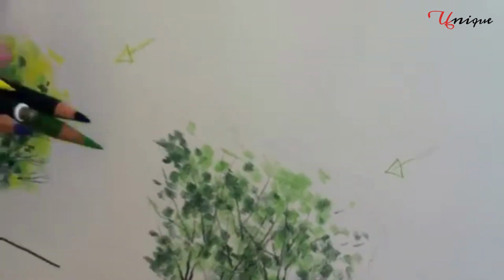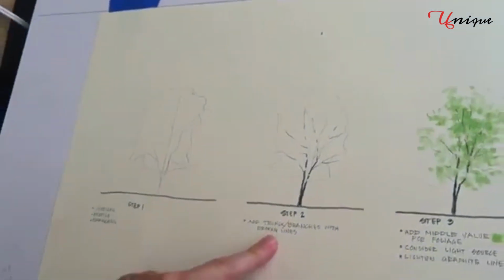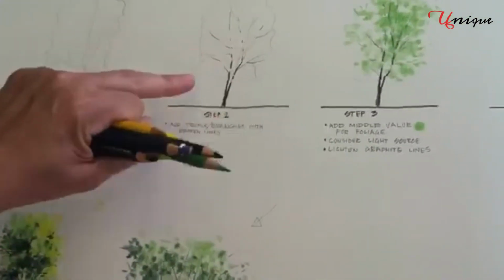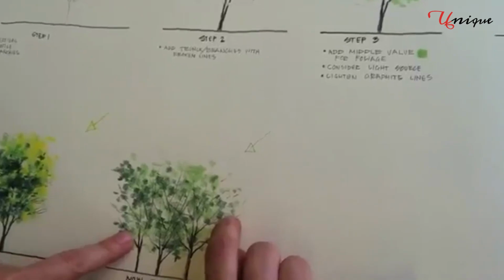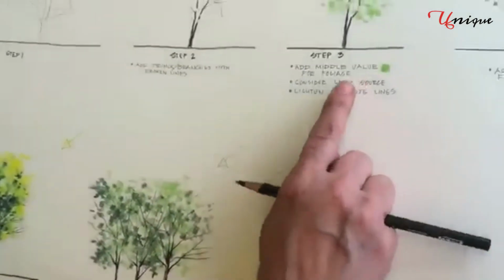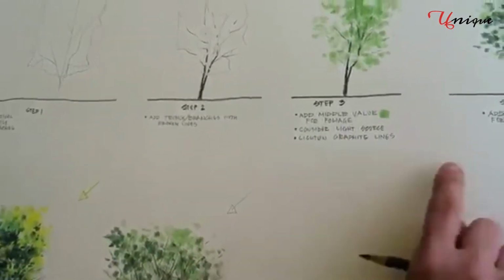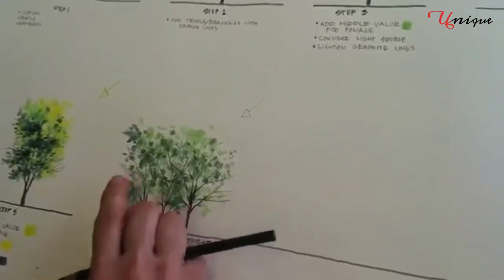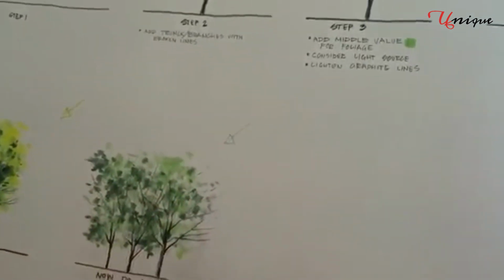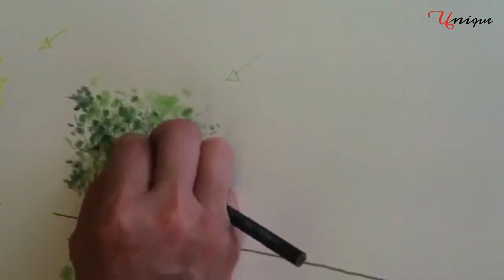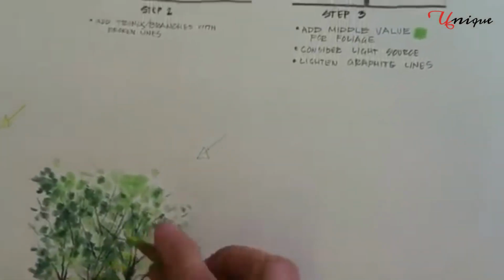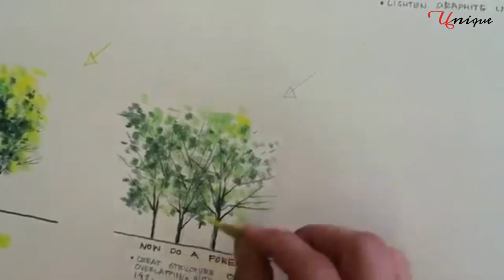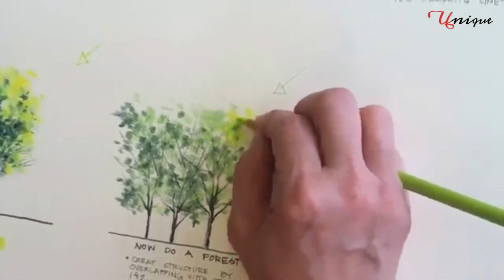Okay, so I started with structure from step 1 and step 2, and I added it down here. The black trunk and branches, I added that. And then from step 3, I added with the middle value. And then step 4, those are the areas that are more in shade or shadow, and that's this color here. And then to make the side that's in sun brighter, I go with a green that has lots of yellow in it.